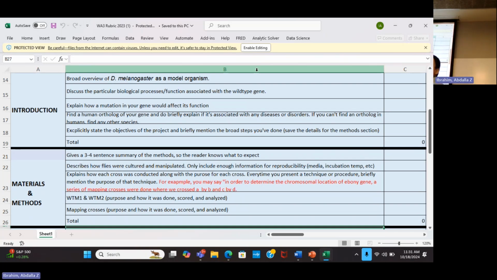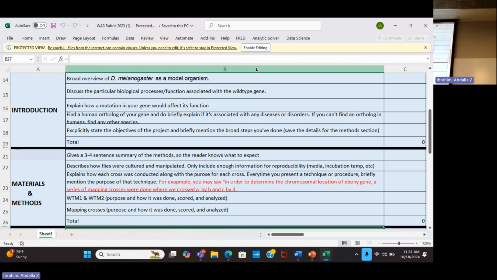Any other questions? Yes. So the question is for WTM1 and WTM2: do you need the fly numbers from FlyLab.js or from the actual crosses? So this is from the actual crosses, right? For WTM1, WTM2, we use the actual numbers that you have counted. For mapping crosses, you have to use FlyLab.js data, right? But for WTM1, WTM2, the actual counts.